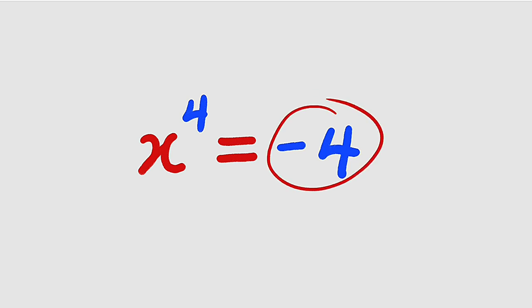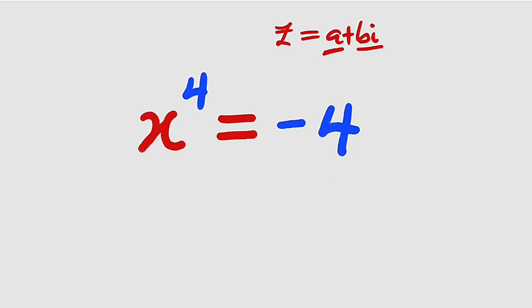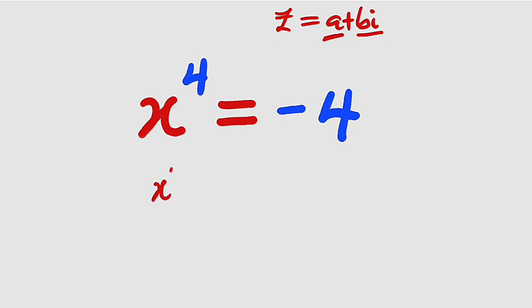-4 can be written as a complex number because in general, we have z equal to a plus bi, for which a here is the real part and bi is the imaginary part. So if you observe, we have -4, which is a real number, which implies that the imaginary part is absent or is equal to 0. So we can write this as x to the power of 4 equal to -4 plus 0i.